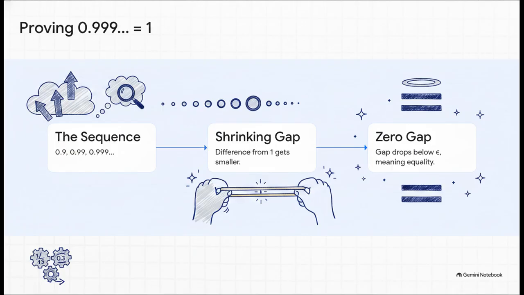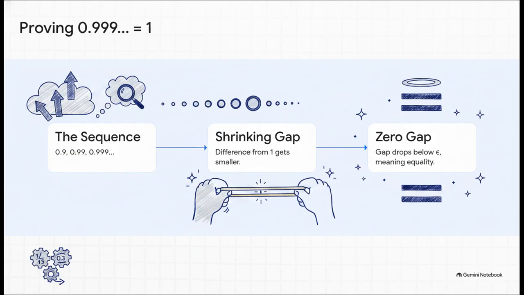Step 2, notice the difference between this sequence and the number 1. The gap is 0.1, then 0.01, then 0.001. It is shrinking infinitely. Step 3, because this gap drops below any tiny epsilon doorway you could ever possibly name, the sequences are perfectly equal. 0.999 repeating is 1. A super stubborn mistake people make here is thinking there's a tiny microscopic piece missing at infinity. There really isn't. The gap is mathematically 0.